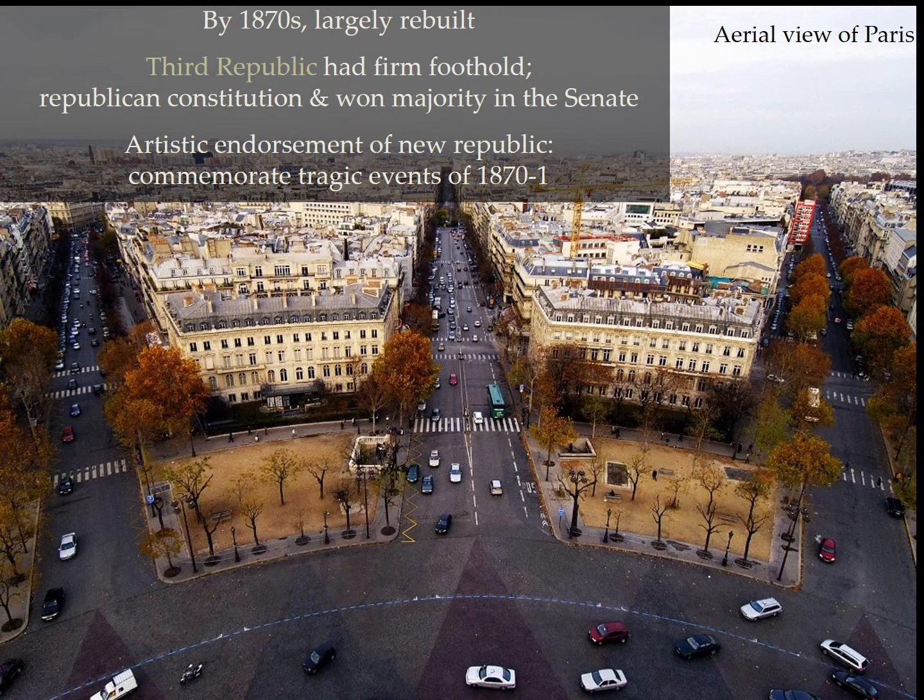By the 1870s, we find Paris is largely rebuilt, and the Third Republic has a firm foothold on the country and government. The Republican Constitution is ratified, and they even win a majority in the Senate. So the next stage is the artistic endorsement of this new republic, and to commemorate the tragic events that took place in the Commune and the Franco-Prussian War between 1870 and 71.